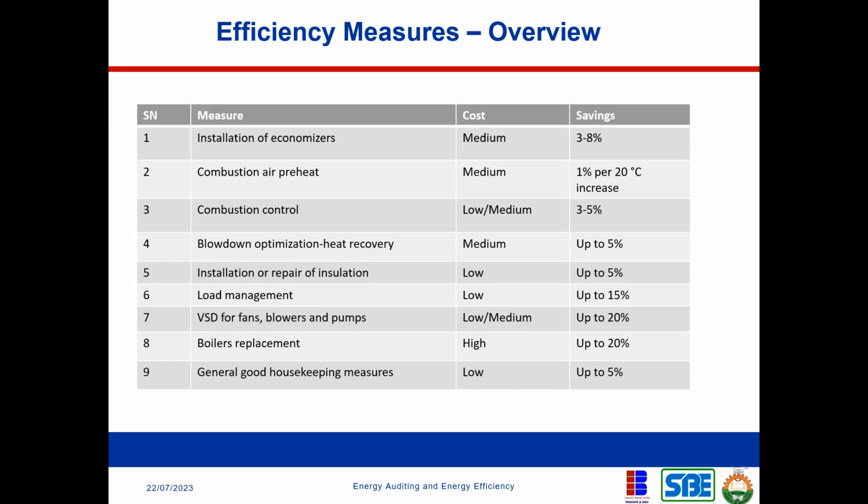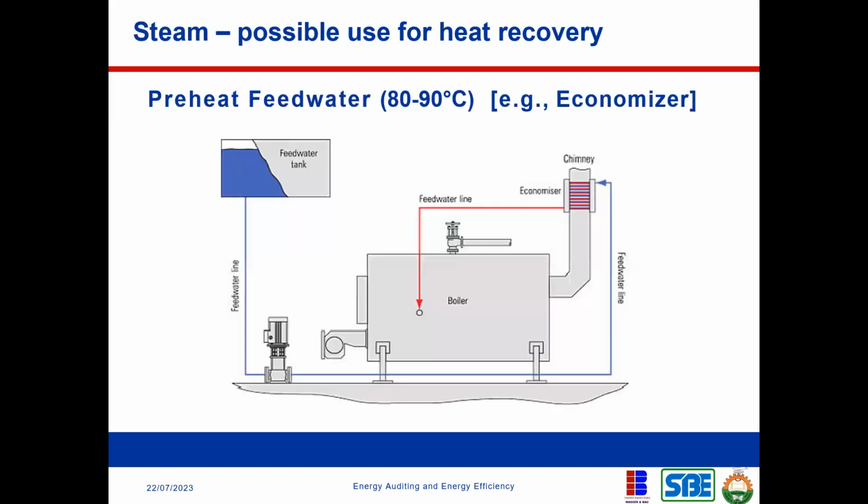So we also have combustion control. We have blowdown optimization. I explained what blowdown is. We have installation and repair of insulation. We have load management. Then we have variable speed drive. I will explain that later. We have boiler replacement. If you have a very old and inefficient boiler, you might just need to replace the entire boiler. Then you have general good housekeeping. Now, let me explain what economizer is.